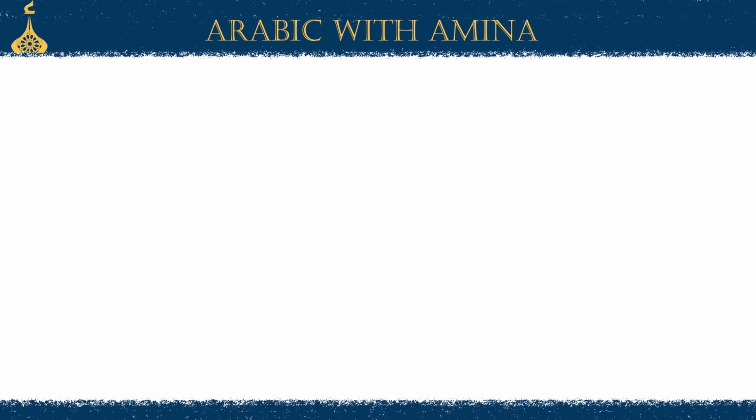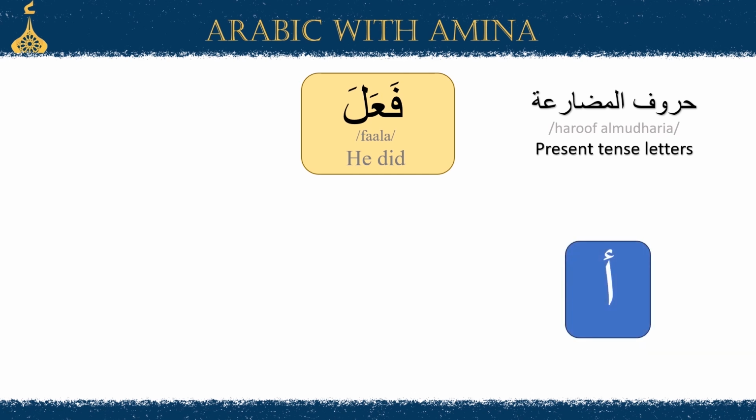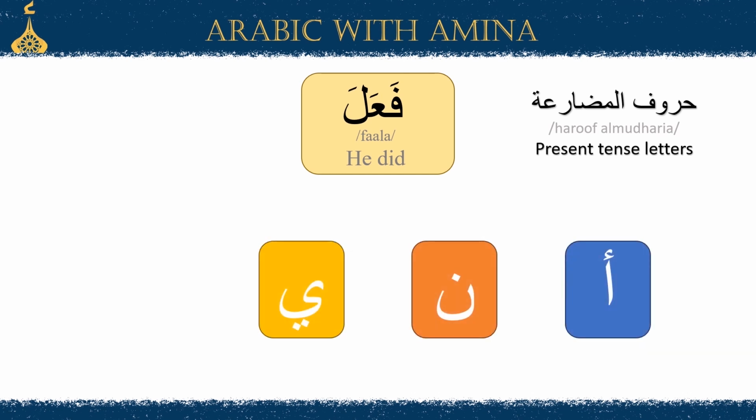Now, to explain the present tense verbs, we are going to take the root of the verb, which is the past tense, and our verb is going to be fa'ala, he did. In order to transform this to the present tense, we are going to be needing huruf al-muḍāri'ah, which are present tense letters. The present tense letters are four: alif, noon, ya, and ta. These letters are prefixes, meaning that they are attached to the beginning of the verb. Each one indicates who is doing the verb.